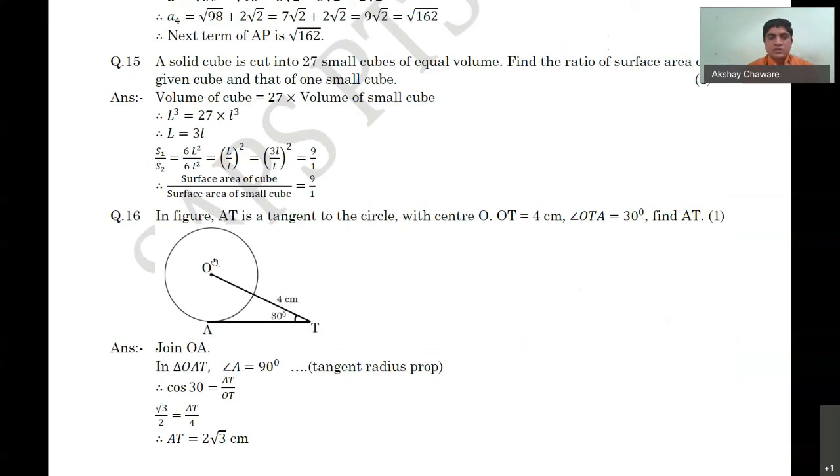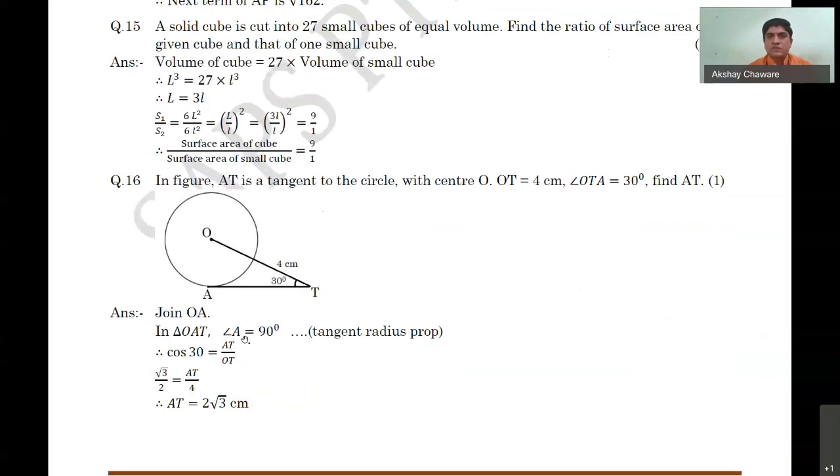Now see, in this figure, if we join O and A, that is nothing but a radius of that circle. According to the tangent radius property, this radius is perpendicular to AT. Angle A is equal to 90. So we can consider triangle OAT as a right angle triangle in which one angle is 90, another angle is 30, which is given, and the third angle is 60 degree. But there is no need of that 60 degree.